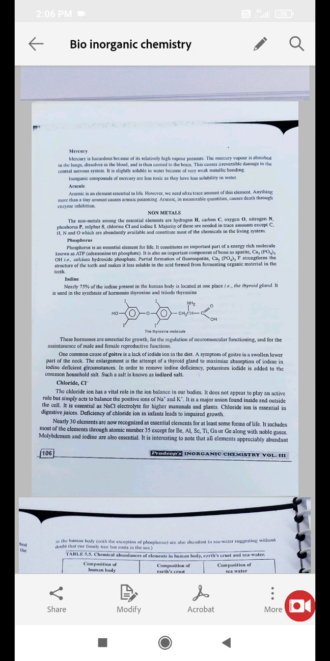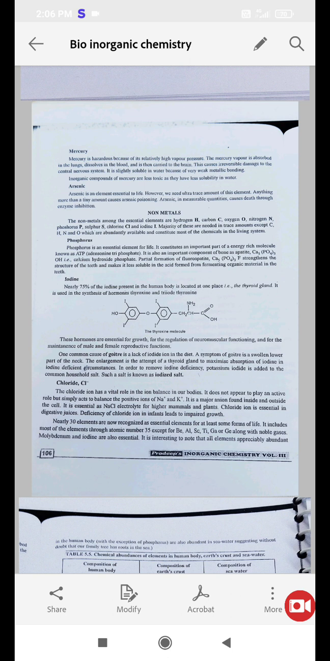In order to remove iodine deficiency, potassium iodide is added to common household salt; such a salt is known as iodized salt. Chloride. The chloride ion has a vital role in the ion balance in our bodies. It does not appear to play an active role, but simply acts to balance the positive ions of sodium and potassium. It is the major anion found inside or outside the cell. It is essential as an electrolyte for higher mammals and plants.